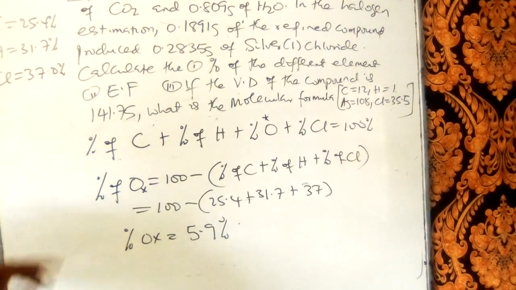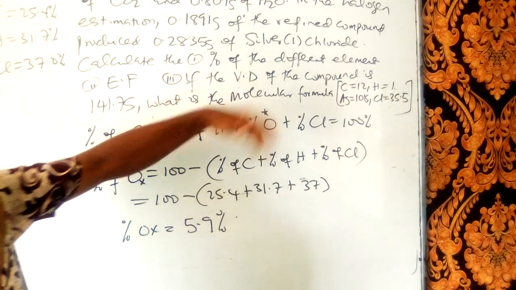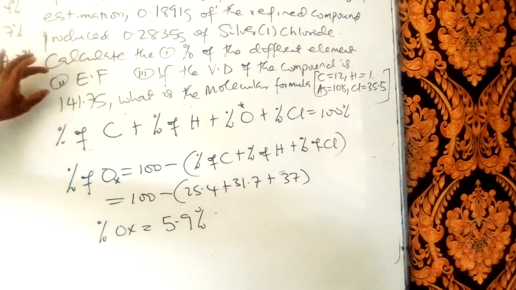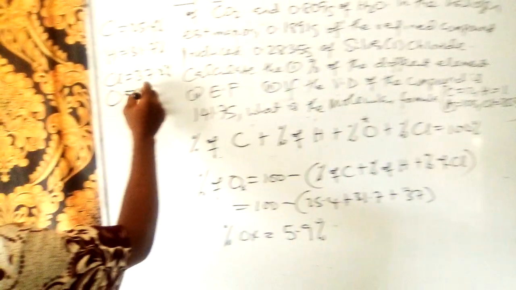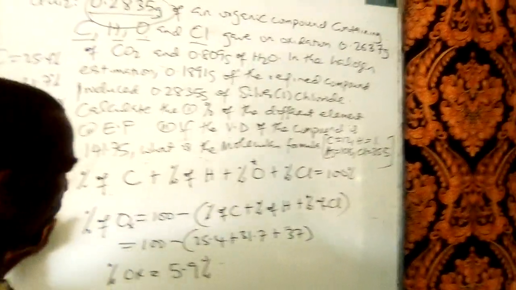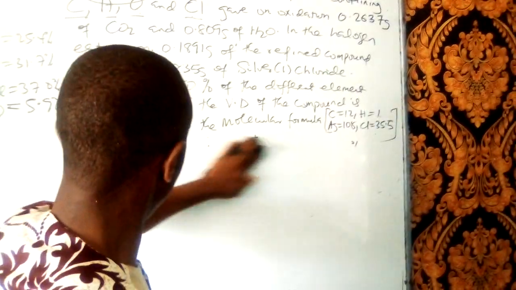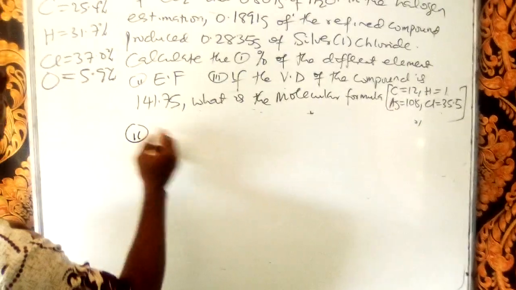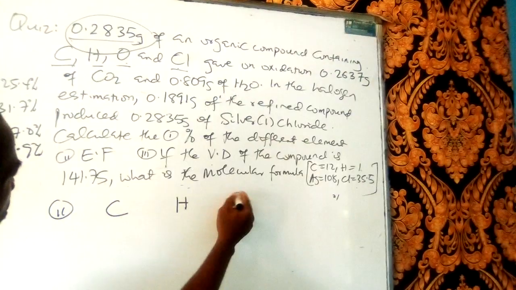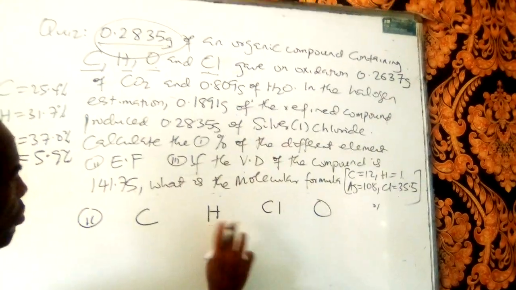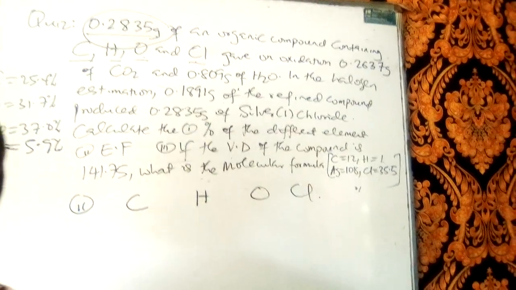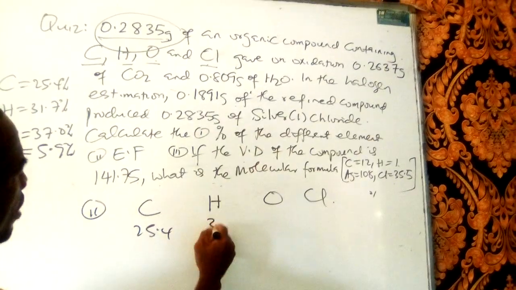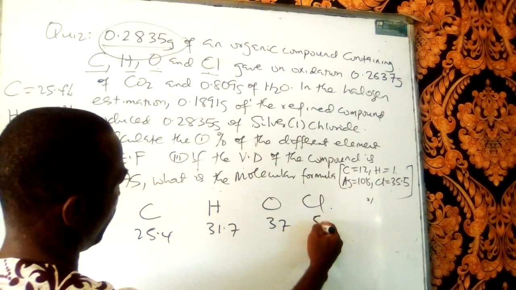So having done that, we have answered number 1, which is the percentage of the different elements in the given compound. Then going to number 2, it says we should find the empirical formula. So write out oxygen here as 5.9%, so it becomes easier for us to solve. To find the empirical formula, we follow the normal process. Since we know the percentage composition of the elements, we write: 5.4, 1.7, 37, and then 5.9.